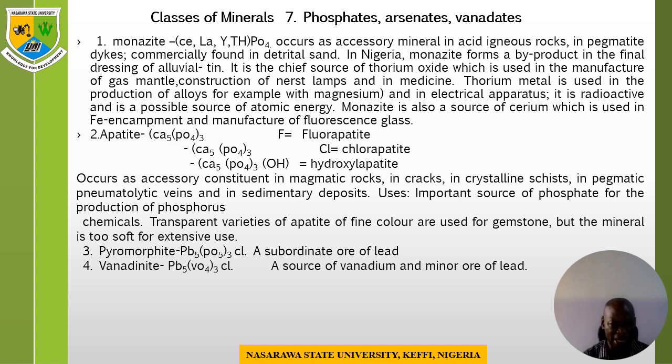Then we have the apatite. Of course, associated with igneous rocks, cracks, and crystallized sheets in pegmatite, and then in veins in the sedimentary deposit. Its use is as a chief source of phosphorus for production of phosphorus chemicals.